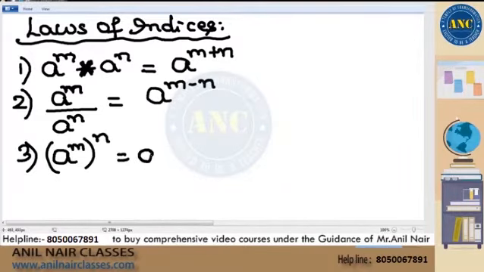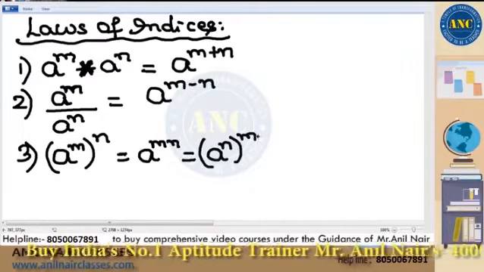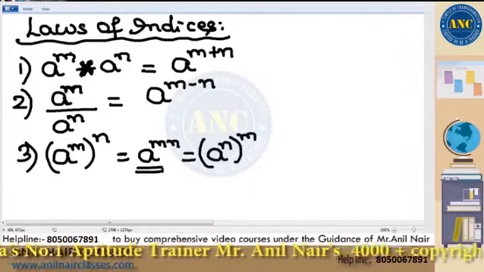This can also be written, if there are multiple powers, as the product of the powers. Or I can also write a power m whole power n as a power n whole power m, because this also will give me a power n into m, which is nothing but a power m into n. Both are absolutely same, right?